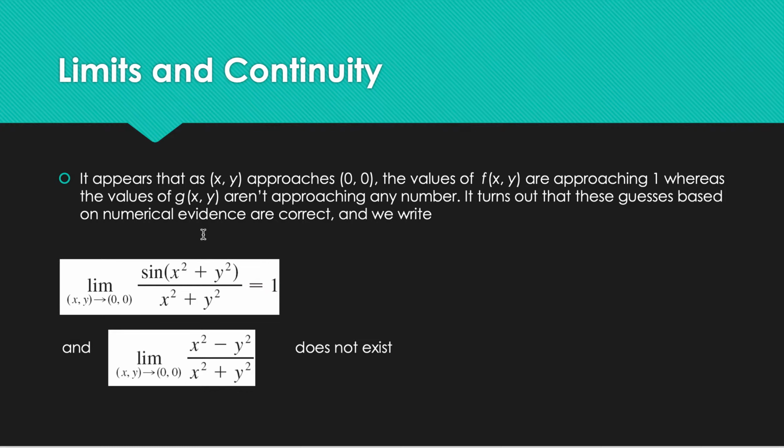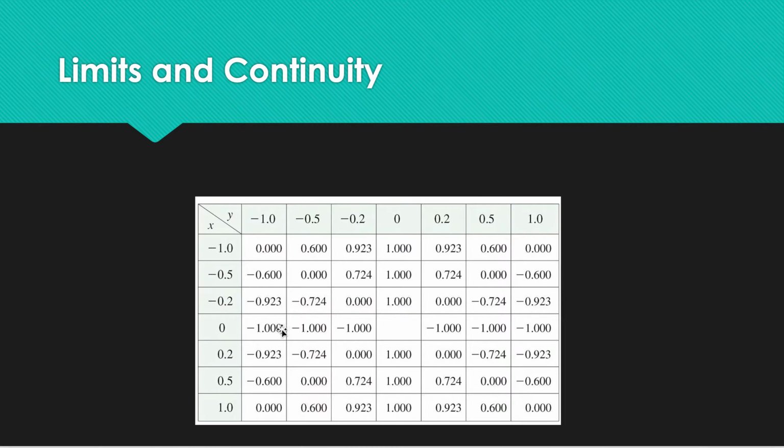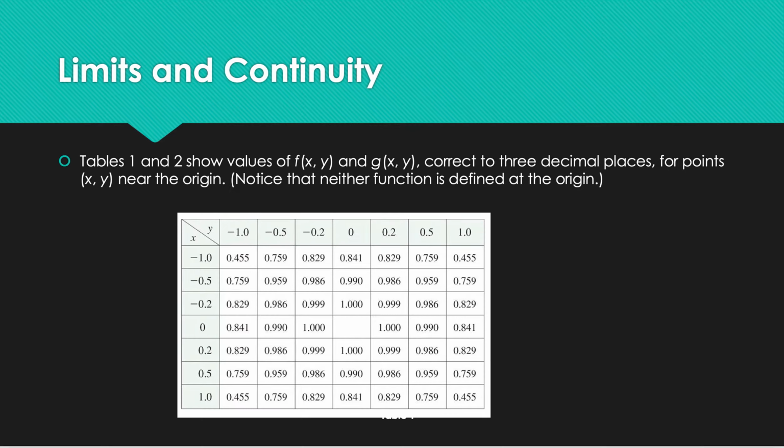Based on that evaluation, it does appear that for the first function, as x and y approach 0, the values are approaching 1, whereas the values of g of xy aren't approaching any specific number. If I just look at this row, it looks like it's approaching -1, like we said. But what happens when you exclude from this row? Well, if I'm at -0.2, it's at 0, and it's at 0 here. That's a little bit questionable. Let's look at the first one.